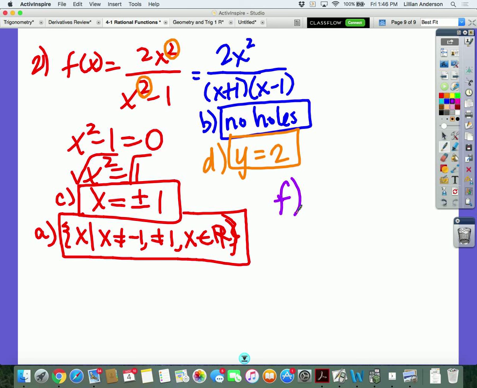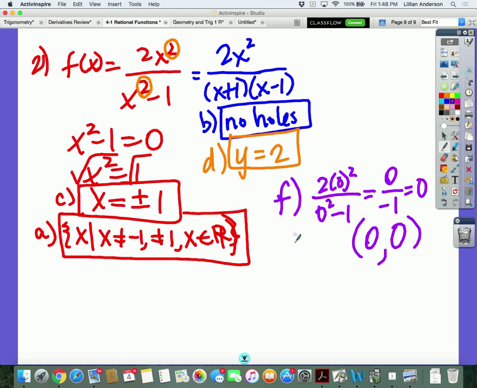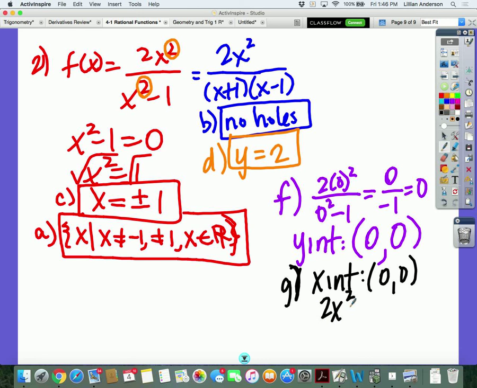Y-intercept, which is F. How do I find my y-intercept? Plug in 0. So that's 2 times 0 squared over 0 squared minus 1. So that's going to be 0 over negative 1. So my y-intercept is 0, 0. Because that equals 0. And if this is my y-intercept, then I know automatically my x-intercept is 0, 0. And you can always find your x-intercept by setting your numerator equal to 0. So there's an example worked out for you. Any questions?